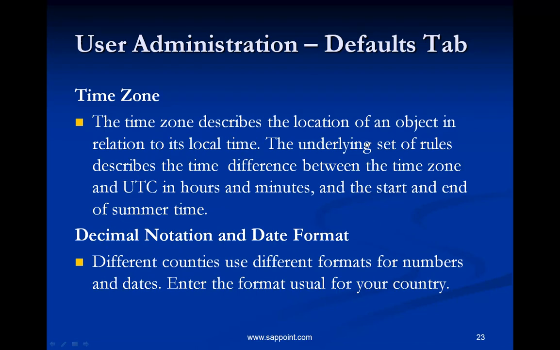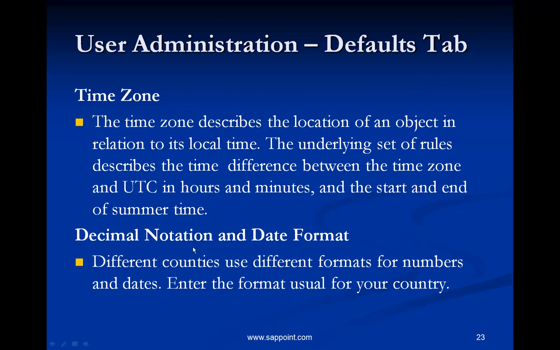Time zone describes the location of an object in relation to its local time. The underlying set of rules describes the time difference between the time zone and the UTC in hours and minutes, and the start and end of summertime. So basically, you maintain the time zone of the location where the user is located.